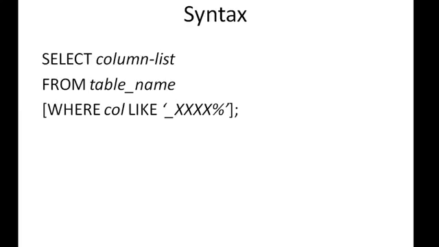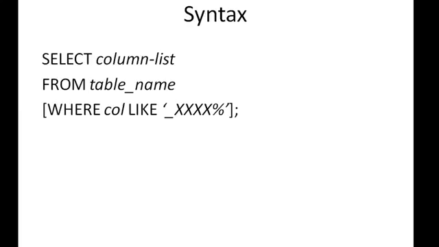And the syntax of the like operator is pretty simple. You've got your select keyword first, and then column list, and then the from keyword and the name of the table from which you're pulling your data, and then an optional where clause through which you would make the comparison using the like operator, right?